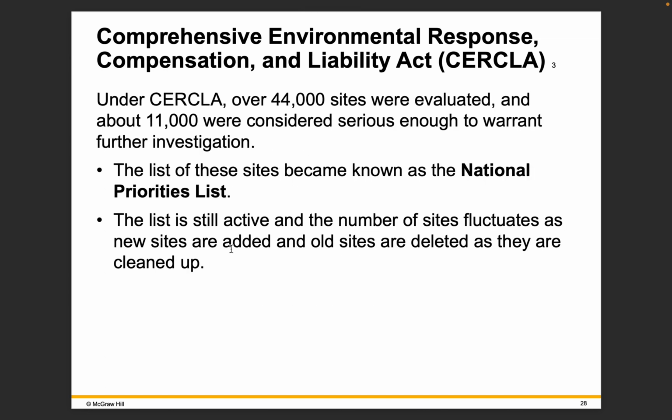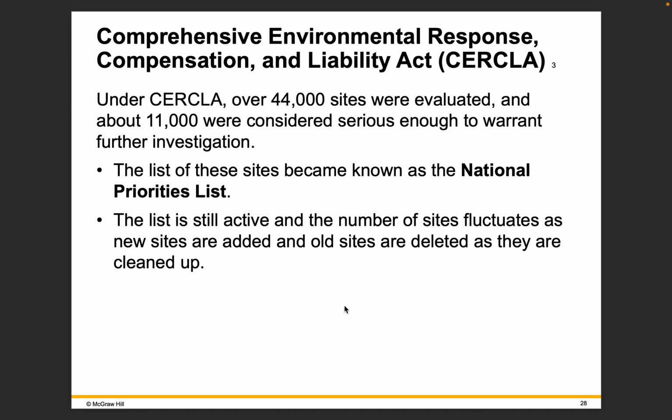Under CERCLA, more than 44,000 sites were evaluated, and about 11,000 were considered serious enough to warrant further investigation. The list of these sites became known as the National Priorities List, and the list is still active, and the number of sites fluctuates as new sites are added and old sites are deleted as they're cleaned up.